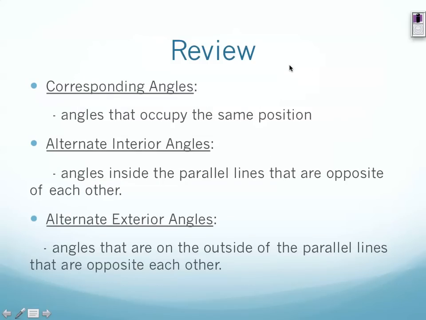All right, again, just running through some of our vocabulary terms. We have corresponding angles, and these are angles that occupy the same position. Alternate interior angles are angles inside the parallel lines that are on opposite sides of the transversal. They're diagonal of each other. And alternate exterior angles are angles that are on the opposite sides of the transversal, on the outside of the parallel lines.